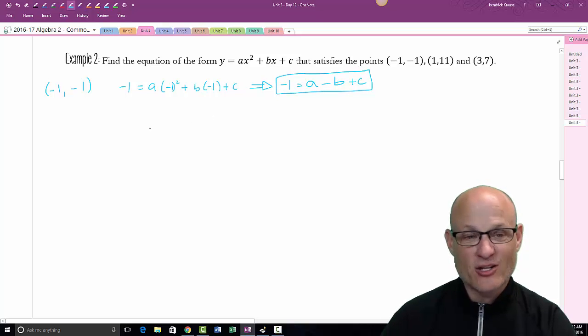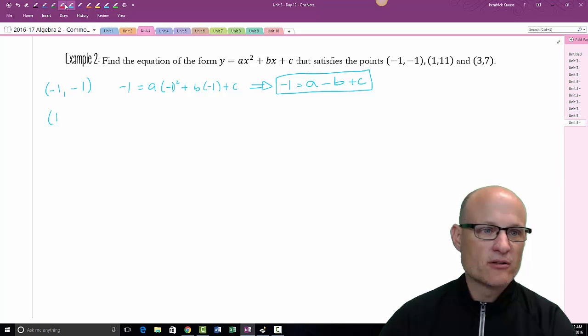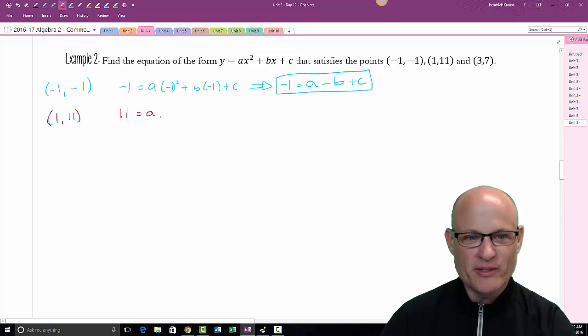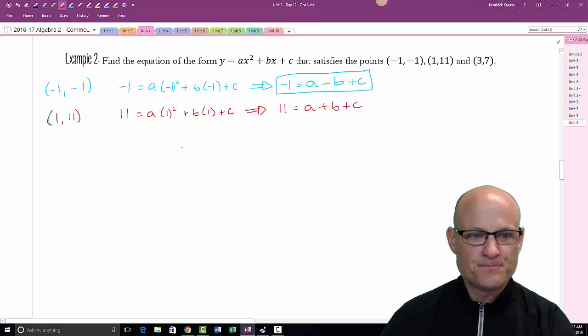This one's a little bit more, actually a lot more difficult than the last one, so pay attention. We're going to use 1, 11, a different color. So 1 goes in for x, 11 goes in for y, 1 goes in for x. B times 1 plus c. So this is 11 equals a plus b plus c.